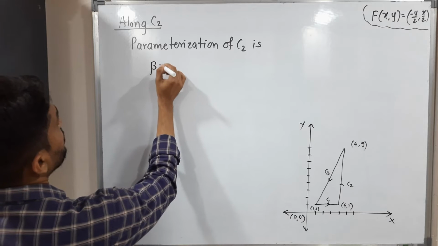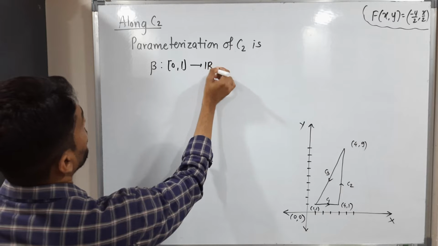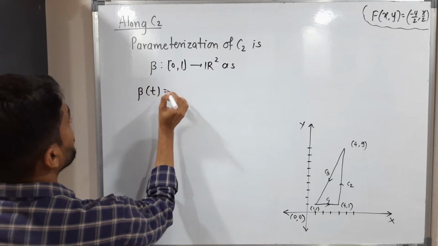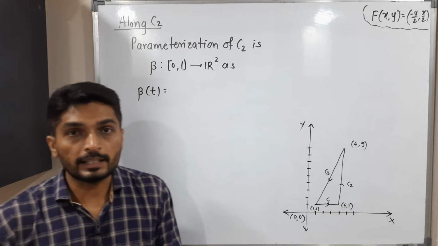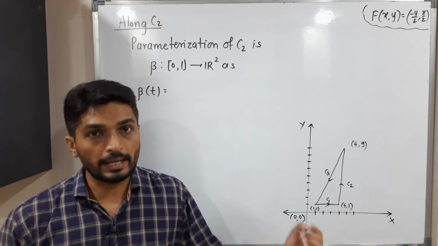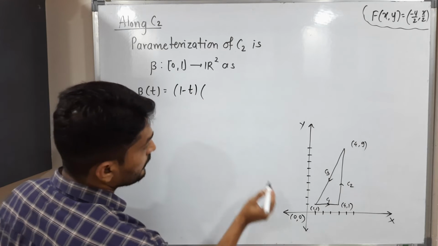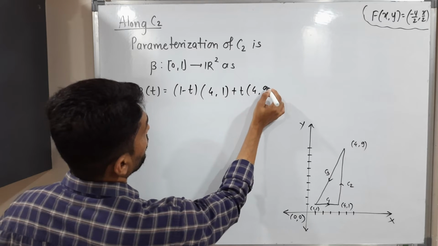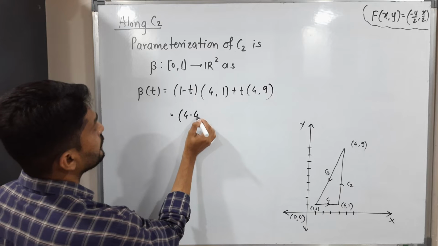So C2, I will call the parameterization beta, which is defined on the closed interval [0, 1] to R2 as beta of t. What is our technique? The technique is very simple: 1 minus t into the starting point plus t into the end point. So 1 minus t, the starting point is here (4, 1), plus t, the end point (4, 9). Let us take the product. 4 into 1 minus t, we will have 4 minus 4t.